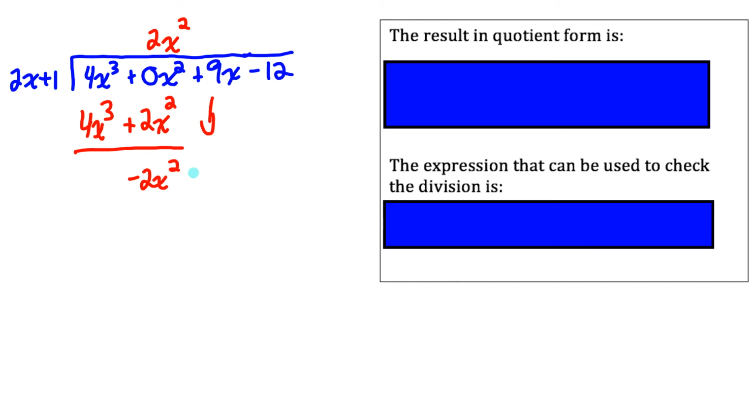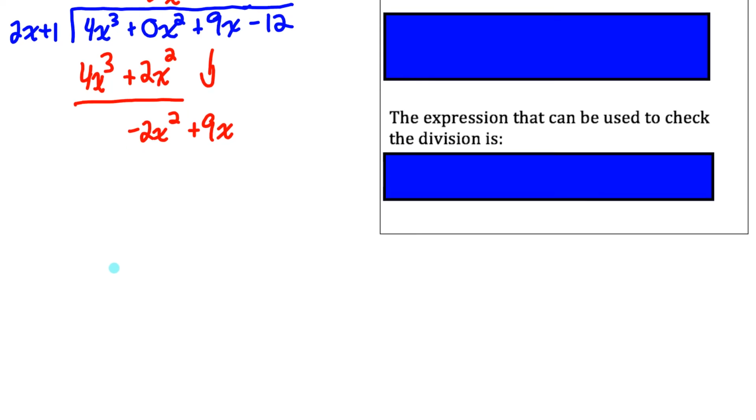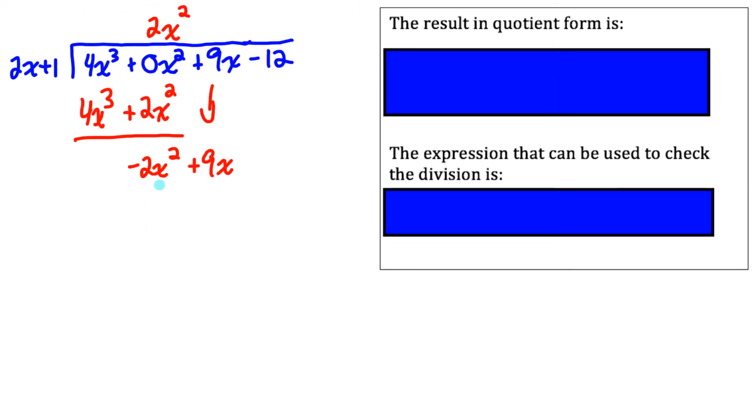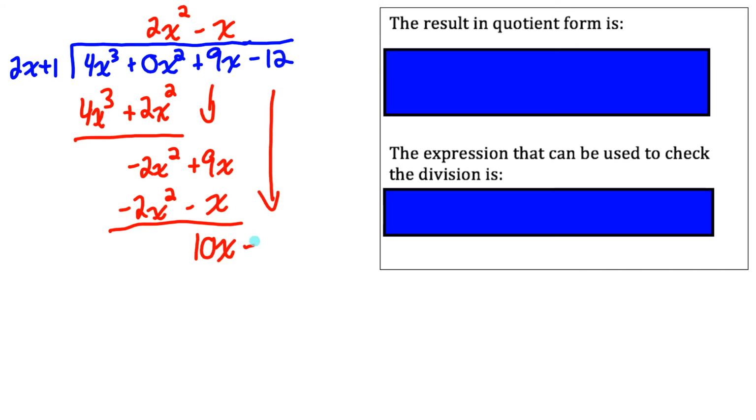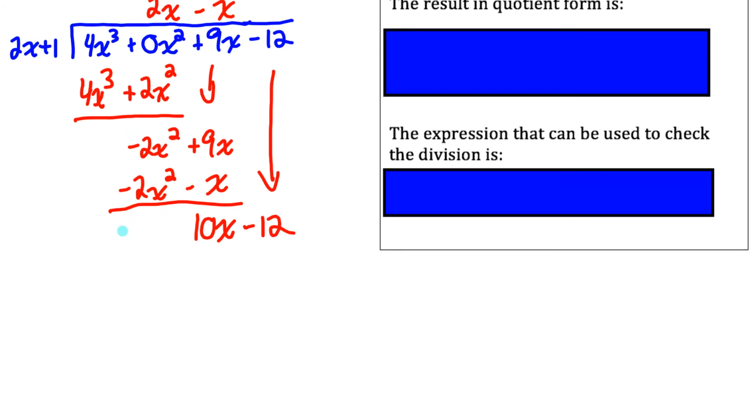Bring down the next term, and repeat the process. Negative 2x squared divided by 2x is negative x. Multiply that negative x by the 2x plus 1. Negative x times 2x is negative 2x squared. And negative x times 1 is negative x. Subtract the like terms and the negative 2x squareds cancel. And 9x minus negative 1x is 10x. Bring down the next term and do it one more time.